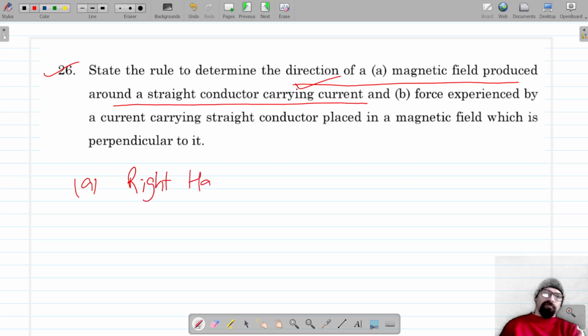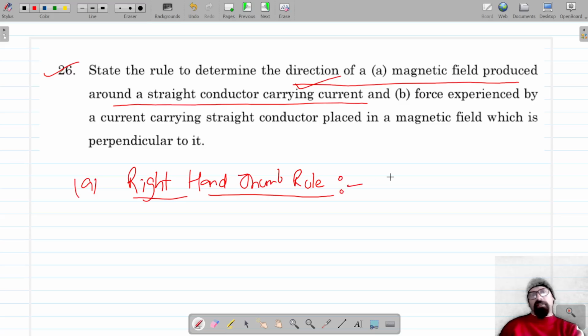So this is the right hand thumb rule that is used to find the direction of magnetic field produced around a straight current carrying conductor. And it says that if we grasp, so we don't have to actually grasp.